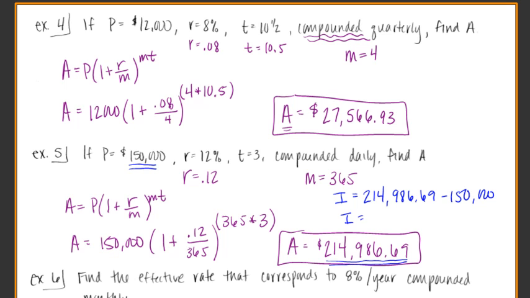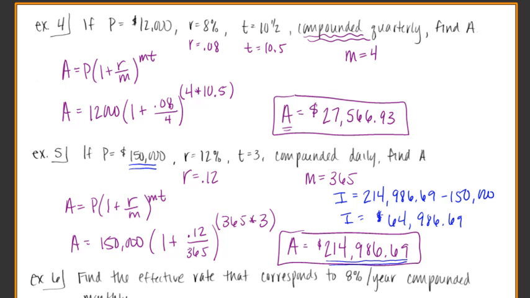But this is what it's showing you, basically, that if you let the bank borrow $150,000 for just 3 years at a 12% compounded daily interest rate, you're going to get $64,986.69 for free. Wouldn't that be nice to have? Because all of this is just added interest.